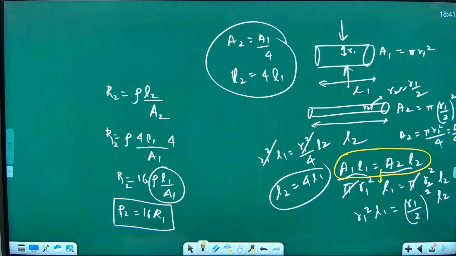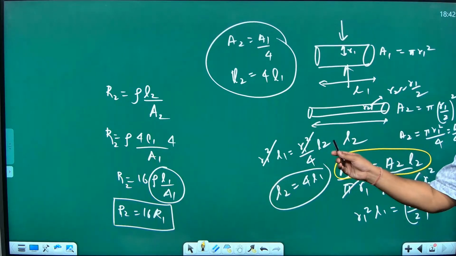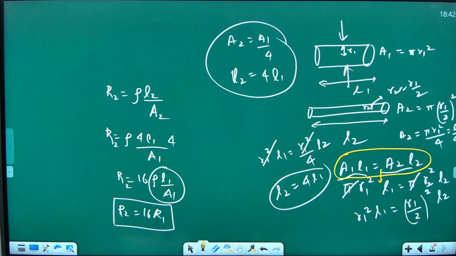That is more bad. Because area of cross section is A1 here. A1 is pi R1 square. And what is area of 2? Pi R2 square. So pi R1 square into L1 is equal to pi R2 square into L2. Pi pi gets cancelled. R2 is given as R1 by 2. I am putting here square of that. So R1 square and 2 square will become 4. So R1 square gets cancelled. L2 becomes 4 times of L1. Got it?